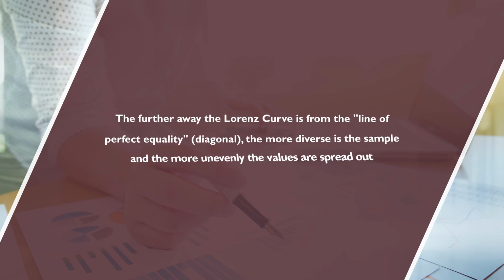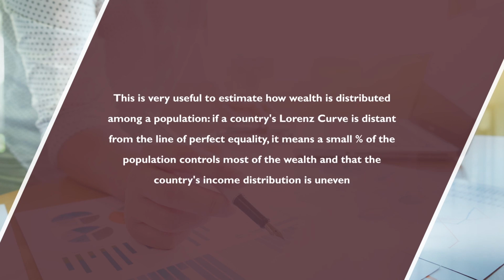The further away the Lorenz curve is from the line of perfect equality, which is the diagonal, the more diverse the sample is and the more unevenly the values are spread out. So this is useful to estimate how wealth is distributed among a population. If a country's Lorenz curve is distant from the line of perfect equality, it means a small percentage of the population controls most of the wealth, and that country's income distribution is uneven.